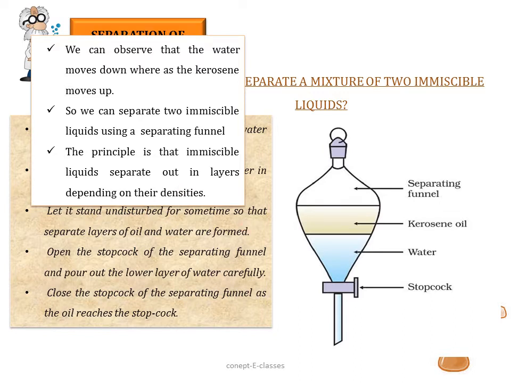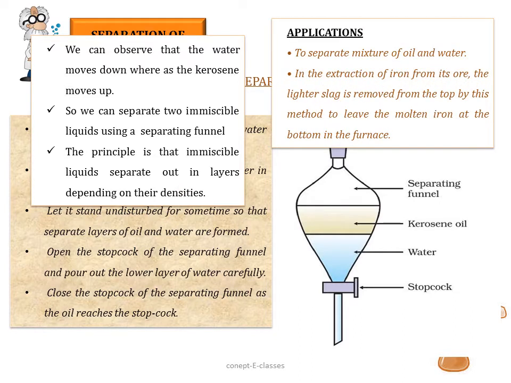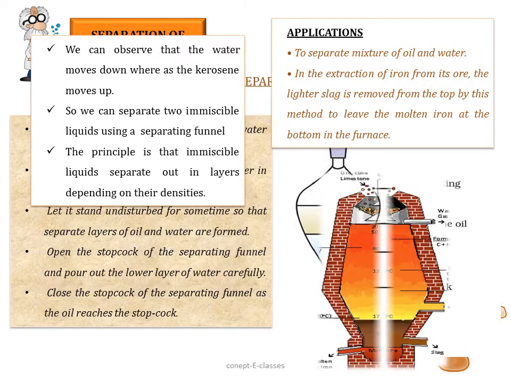The same technique is used in many other applications in order to separate a mixture of oil and water. In the extraction of iron from its ore, the lighter slag is removed from the top by this method to leave the molten iron at the bottom of the furnace. So this application is used in many other cases as well.